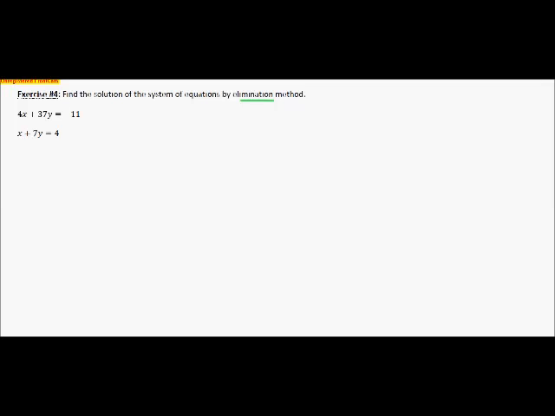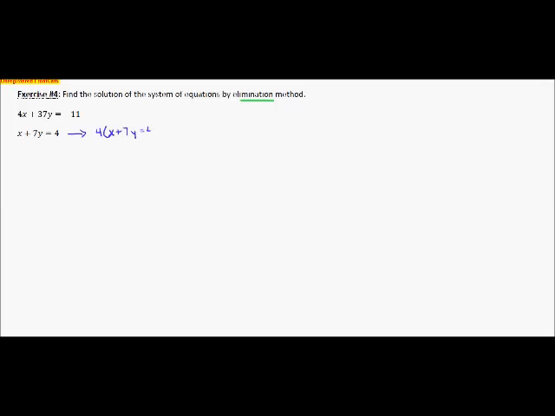And I'm going to do the same as what I did before. I'm going to look at these coefficients right in front here and say, well, are they the same? Alright, are they the same absolute value? And obviously those two are not. That's a 4 and a 1. Obviously those two are not. That's a 37 and a 7. So I'm going to have to change one of these equations so that they are the same.